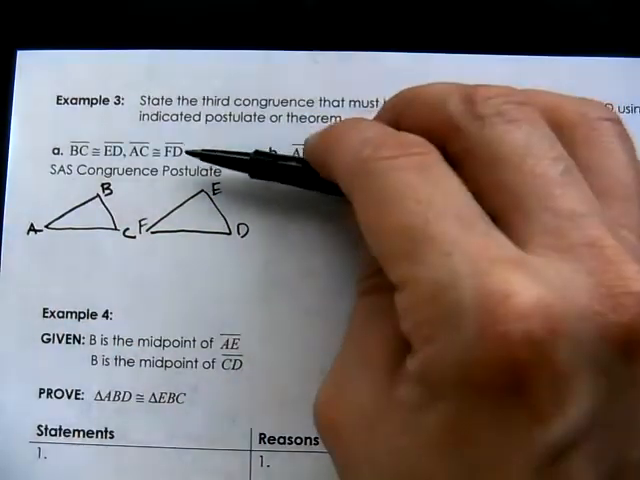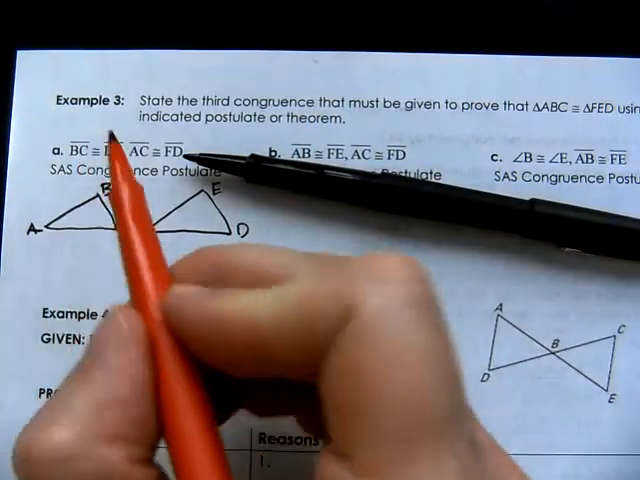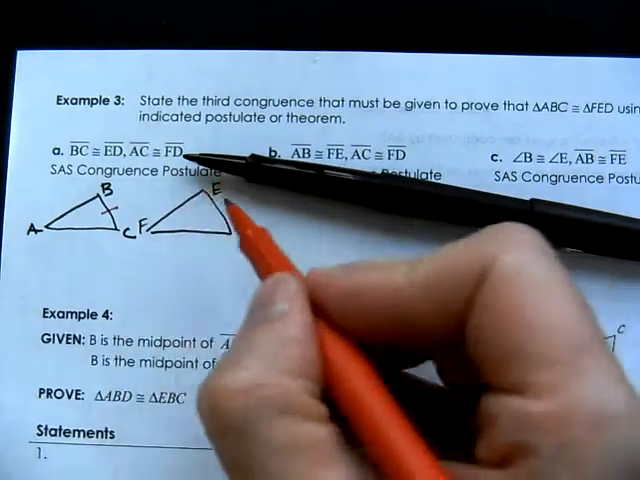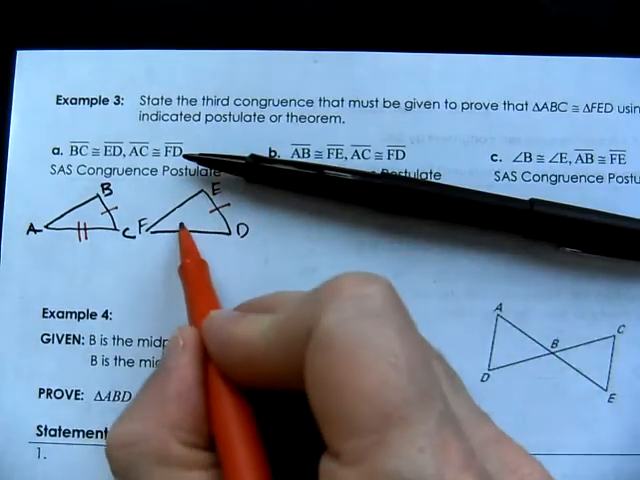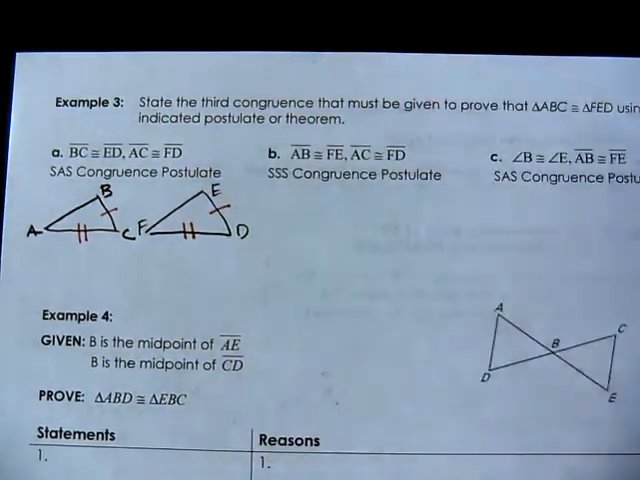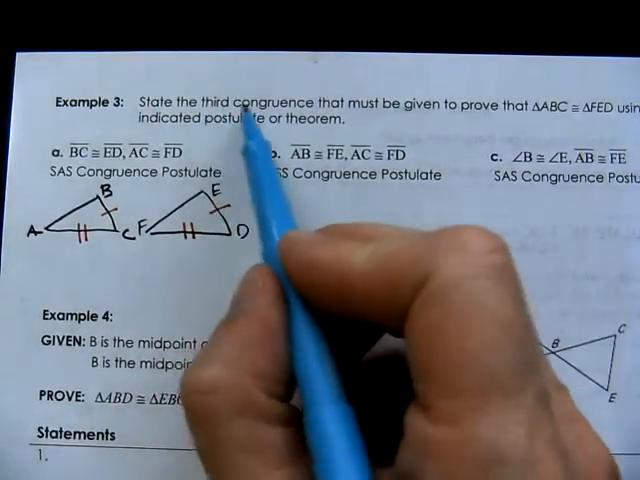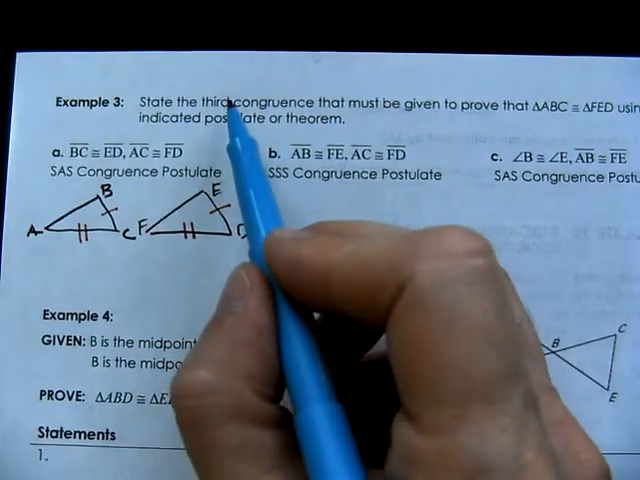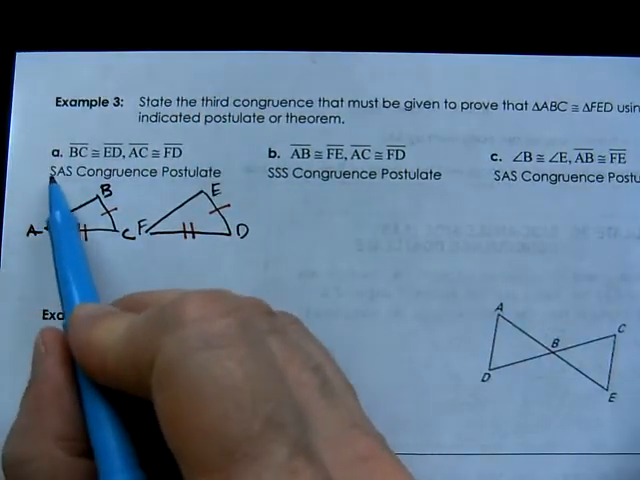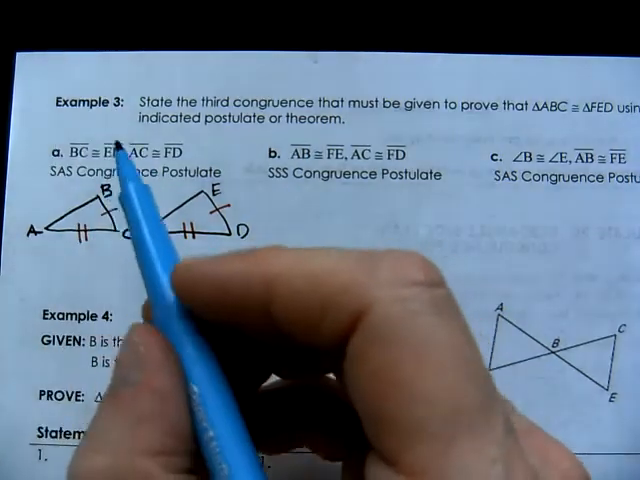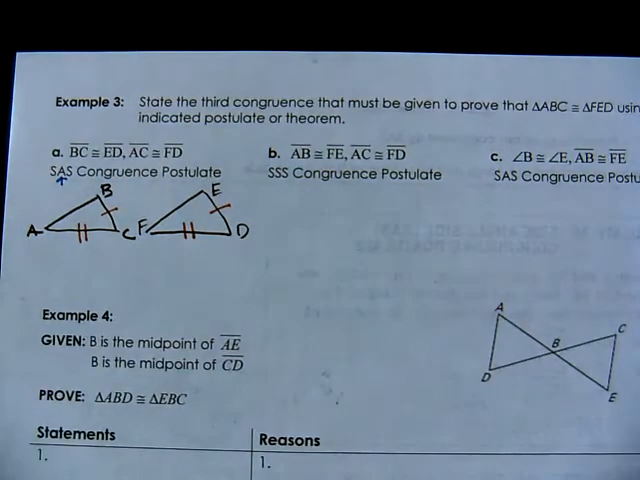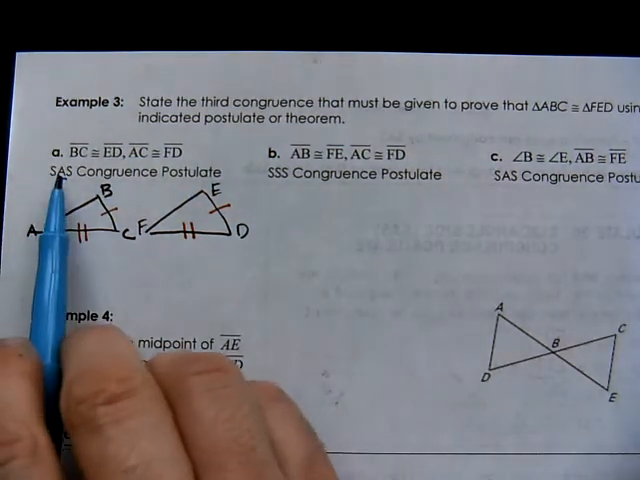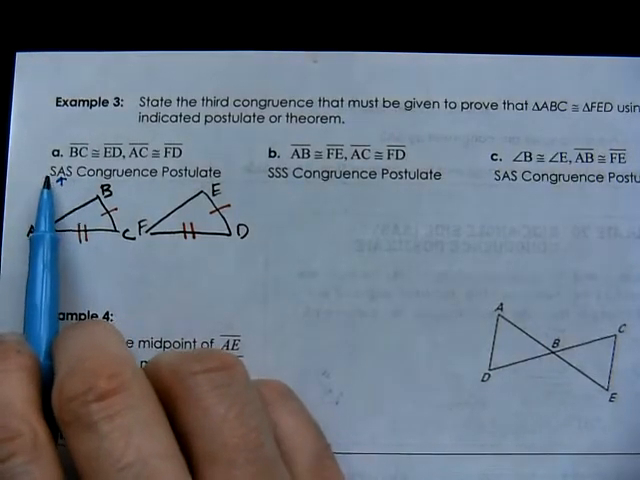Alright, so now let's mark what they tell us. They say segment BC is congruent with segment ED. They're telling us segment AC is congruent with segment FD. So that's the given information, and what they're asking is, what third piece of information do I need? What third pair of parts must be congruent so that we can actually have this side angle side pattern? So we have two sides already. The only thing that's missing is the angle. So the question is, where should that angle be located? Remember, the angle must be between the two marked sides.